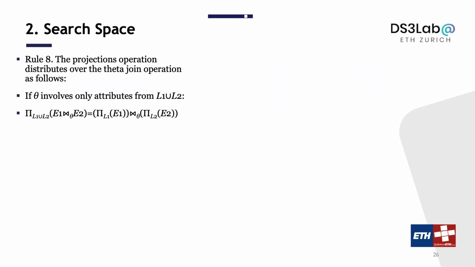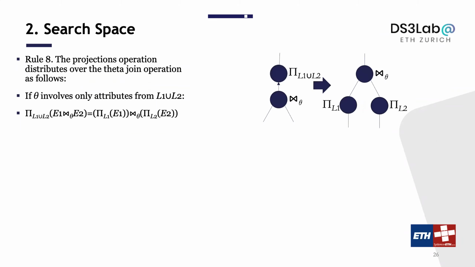So you could do a whole bunch of things. This is another plan where you have a projection onto L1 union L2 over a join. You can also push down the projection, and then I do not need to look at all the columns. I only need to look at the columns that make sense before you do the join.